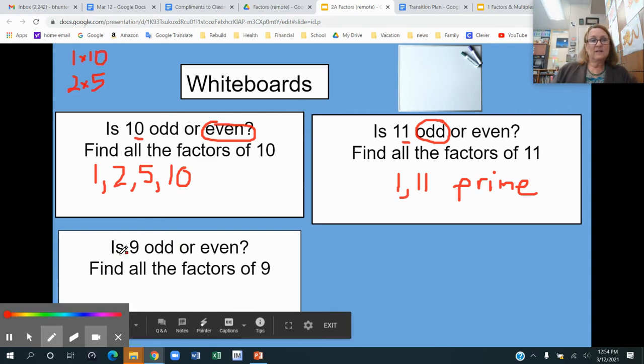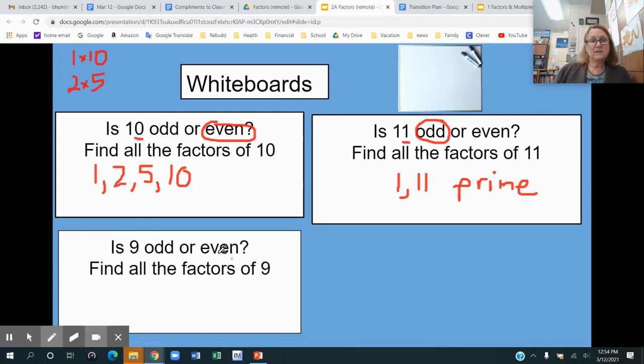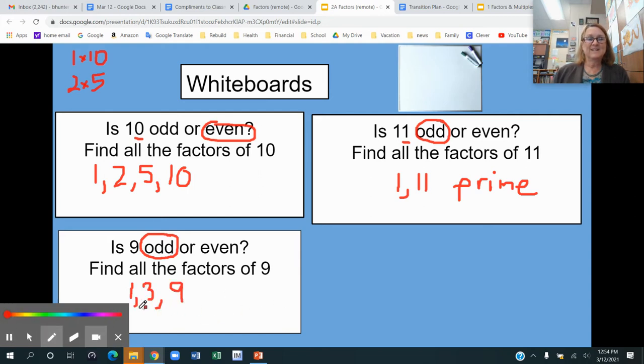Let's determine, is 9 odd or even? Well, this is an odd number, right? Now, is it going to be a prime number? Be careful. It is not a prime number. It has more than 2 factors. Would you please try to determine the factors and put them into your Edpuzzle answer? Did you get 1, 3, and 9? Because remember, 3 times 3. A lot of people forget the squares of what those are called.